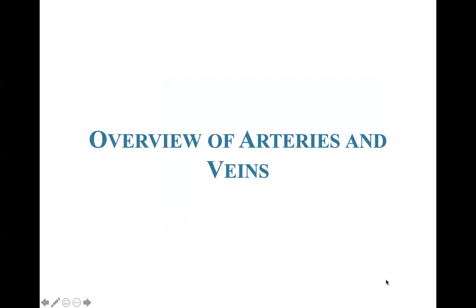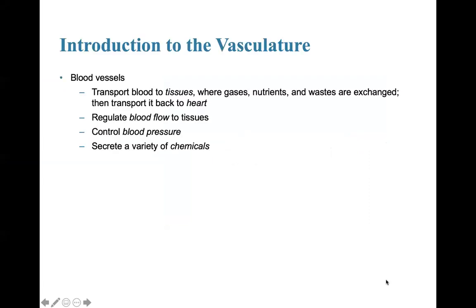Okay, so the next few recordings are going to talk about blood vessels. Blood vessels will transport blood to the tissues where gases, nutrients, and waste are exchanged, and then back to the heart. They will also regulate blood flow to the tissues. Due to the smooth muscle within the walls of the blood vessels, they can perfuse a tissue more or less depending on its particular needs at any given moment.